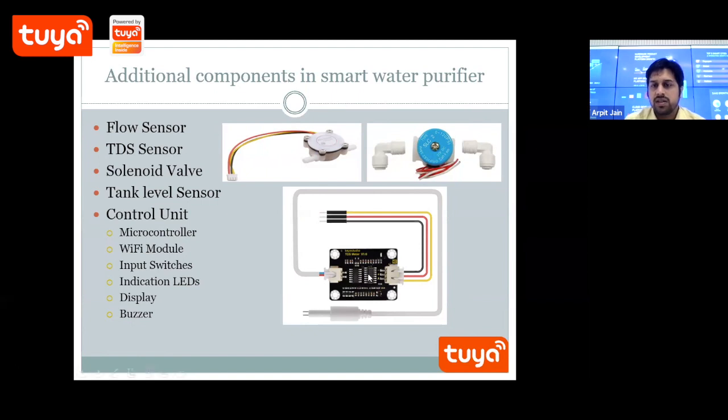And the third one, this one is the TDS sensor. You can measure the TDS level in the water. Additionally, all these units, all sensors, can be connected through the control unit. So what are the control unit blocks? Basically, first one is a microcontroller. This one is the most important part of the control unit. Others are the Wi-Fi module, which is also very important for providing the smart features, and input switches, indication LED, display, and buzzer for indicating.